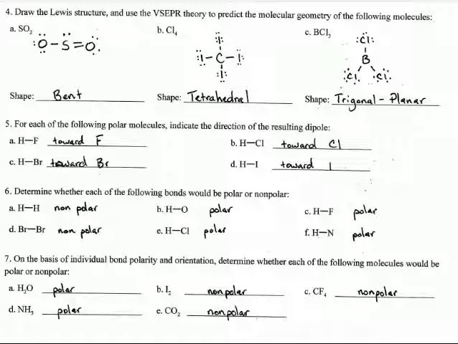Number 4, draw the Lewis structure and use VSEPR theory to predict the molecular geometry for the following molecules. Well, I see SO2, so I have a central sulfur, and I have two oxygens bonded to that. Okay, that is the correct Lewis structure. Now, it is going to be bent.